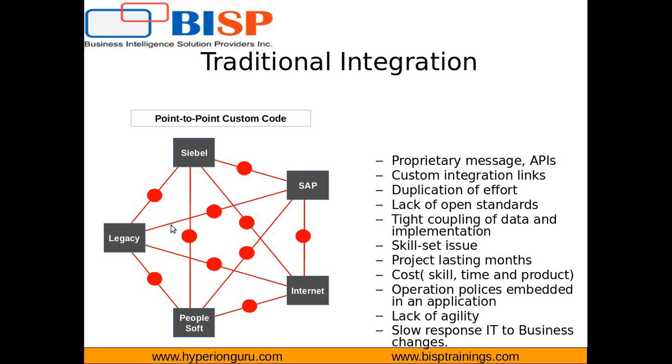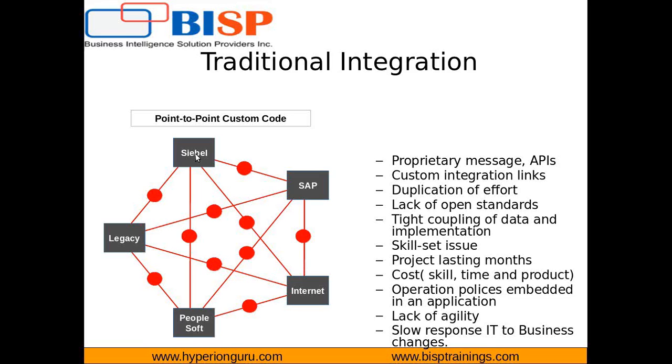So today, if I'm connecting PeopleSoft to Siebel, and then I'm connecting legacy to Siebel, there are two connections coming in. This looks like a duplication of effort connecting into Siebel, or similarly to other applications. There is a lack of open standards. For sure, you are following the standard prescribed by the particular application for connectivity.